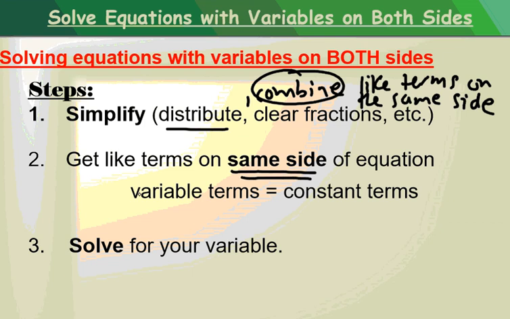Make one side be for your variables, one side be for your constant terms. Constant terms are number terms. We call numbers constant because numbers don't change. The number 5 is always the number 5. And then your last step is solve for your variable. It's almost always a division step. Sometimes it might be a multiplication step.